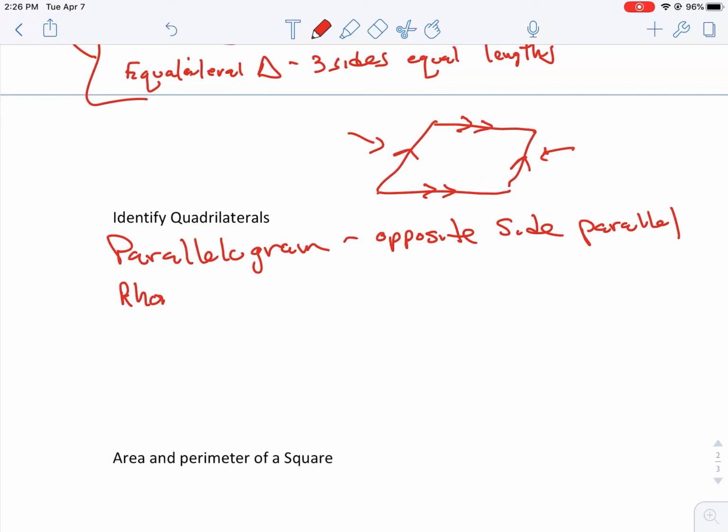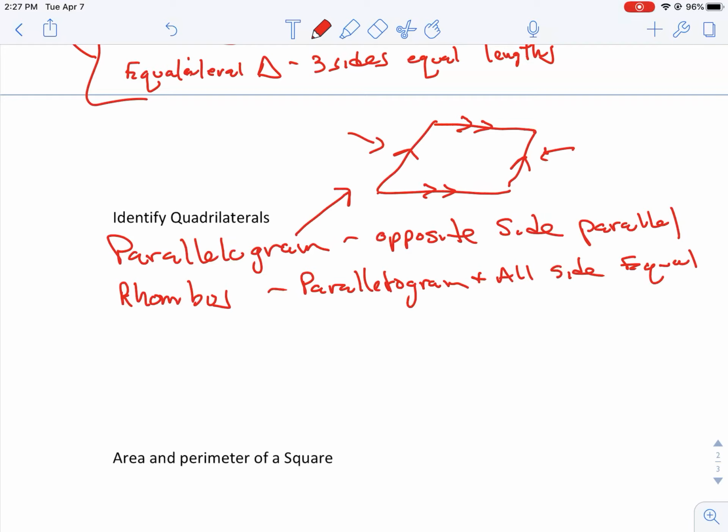We don't know if all the angles are the same. Then we have what's called a rhombus. It's a parallelogram. All sides equal. Okay? So the rhombus, I'll put an arrow to this one. The rhombus, they'll draw like a parallelogram, but what they'll do is they'll say all sides are equal. All right? So we don't know if the angles are equal, we just know all the sides are equal.